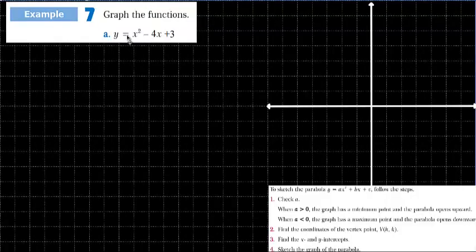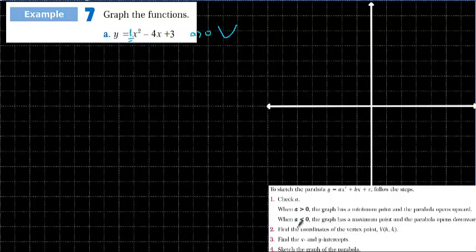The graph of the function y is equal to x squared minus 4x plus 3 is what I'm looking for. Firstly, I need to see the a value, and when I check the a value, here it is written, which is an invisible number, that's 1. So a is greater than 0. So our function parabola is going to look upward, and we are going to draw with respect to this.